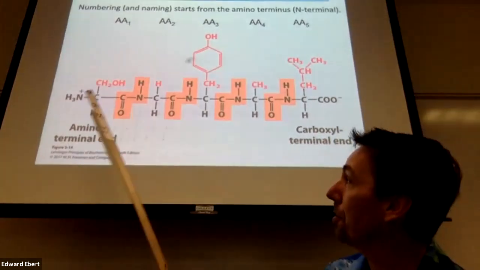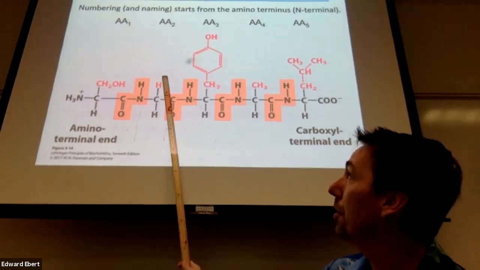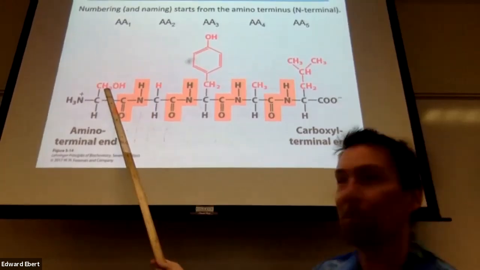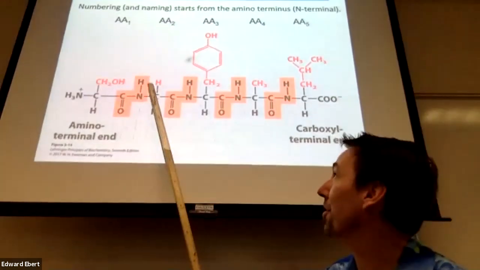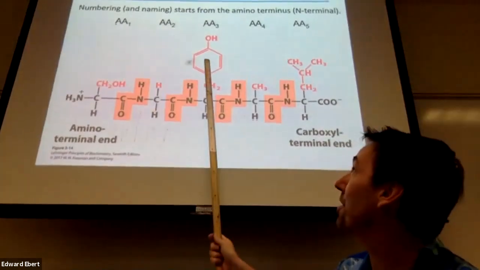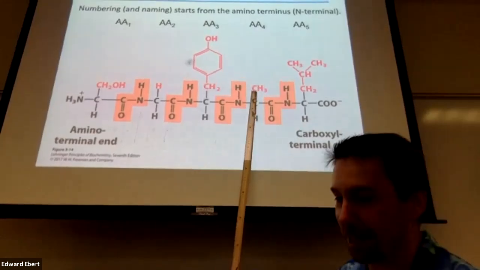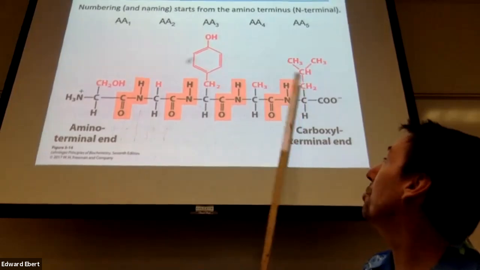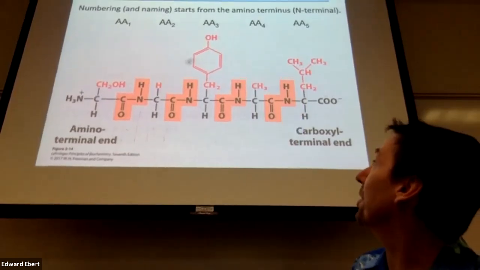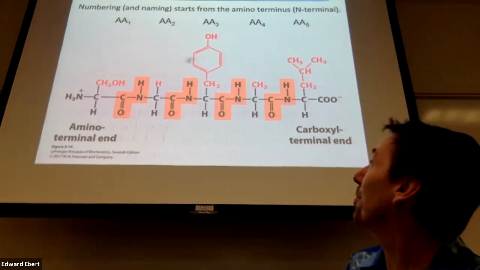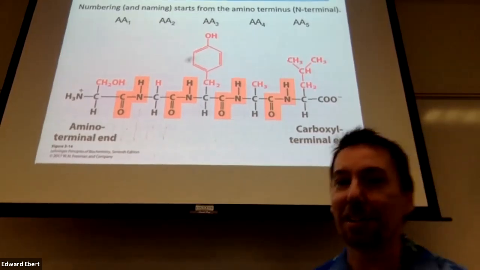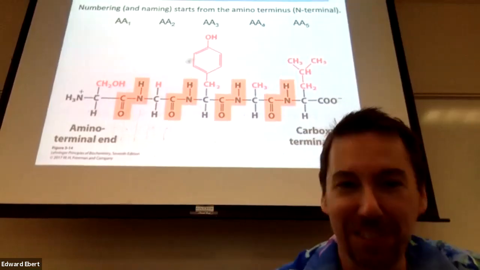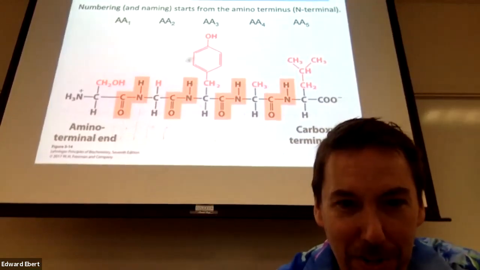So in this case, we have amino acid 1, and we have to make a peptide bond. Here we have serine, and then glycine, and then tyrosine, and then alanine, and is that valine? I think that's valine. Might be isoleucine, might be leucine. Yeah, it's leucine. Let me look at my notes.